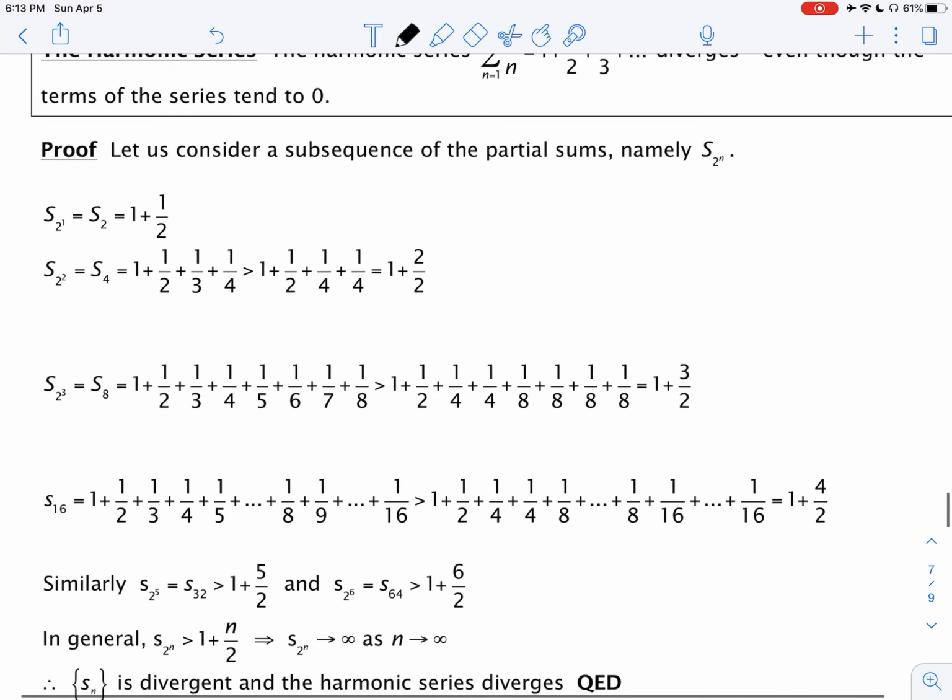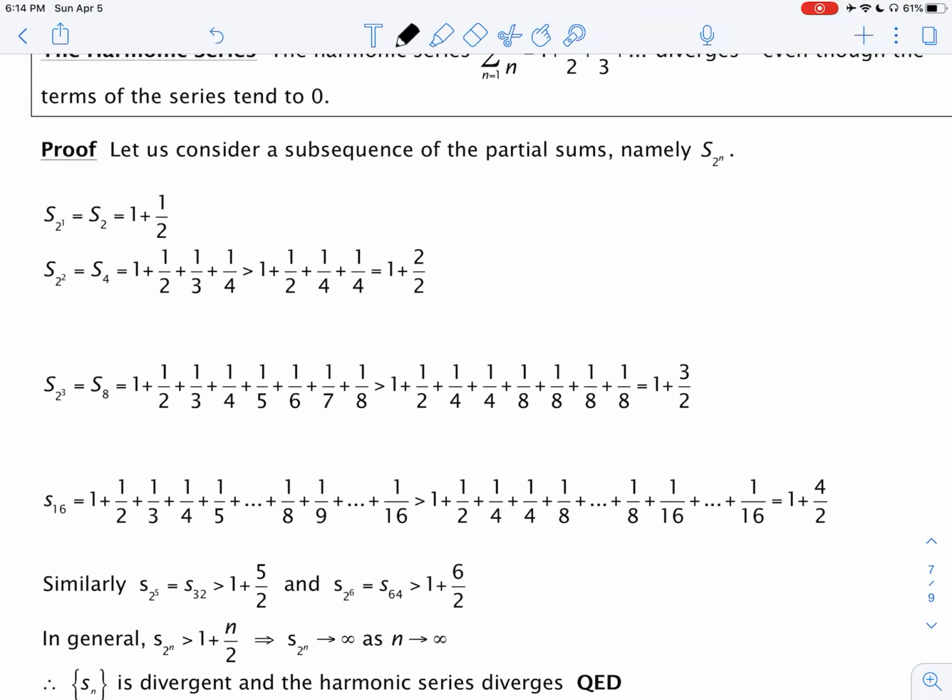So we first come up with a subsequence of partial sums. And so remember what a partial sum is. It's the sum of the first couple terms. So if we take a look at s sub 2 to the first power, that's just going to be s sub 2, and that's going to be the sum of the first two terms. Then we go to s sub 2 squared, which is s sub 4, and we're going to take the sum of the first four terms. And then s sub 2 to the third would be s sub 8, and we're going to take the sum of the first 8 terms. And so we're forming a pattern here, and we're forming a structured subsequence of partial sums.